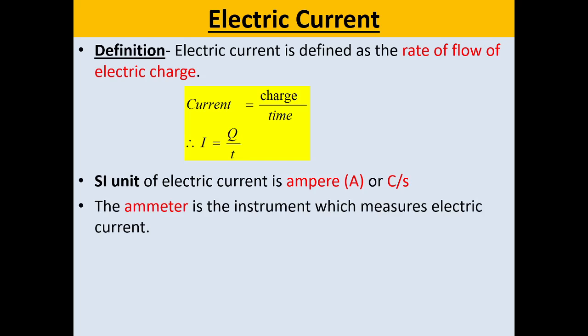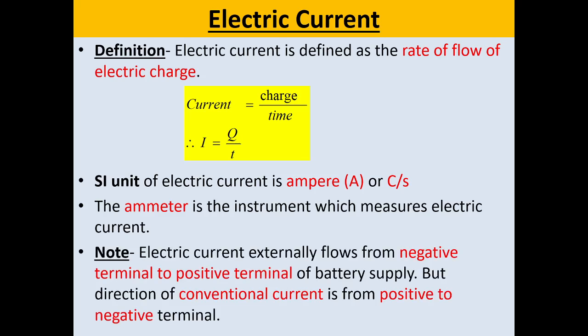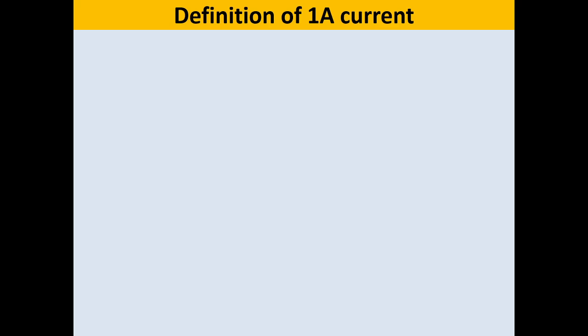Electric current is measured by an instrument called an ammeter. One important note is that electric current externally flows from the negative terminal to the positive terminal of the battery supply. But when we have to show the direction of conventional current, it is from the positive to the negative terminal.